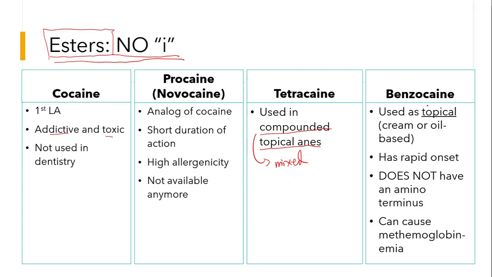Now, benzocaine, this is still used as a topical in dentistry. It has a rapid onset. One thing that you have to take note of regarding benzocaine is that it does not have an amino terminus. It does not have any secondary or tertiary amine group. So basically, it has your ring and it has your ester linkage. That's it. No amine group at the end. Another thing to take note of regarding benzocaine, it can cause methemoglobinemia.